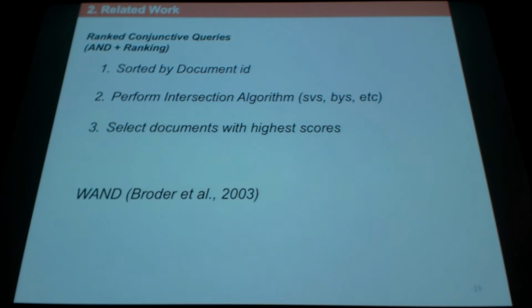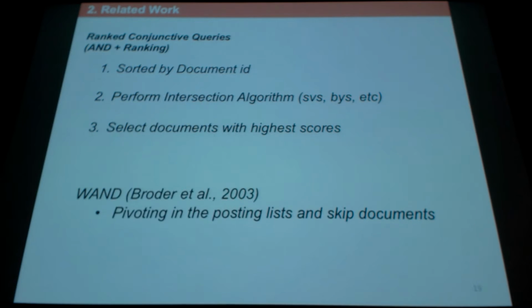But there are some more interesting solutions where you can actually rank the documents while doing the intersection. One of them is called weak AND, from Broder et al., 2003. Basically, it has some pivoting scheme to skip documents that are not necessarily going to be in the top K final results. But the most popular one, academically speaking, is block max. It's from the Ding and Suel work from 2011, also published in SIGIR.